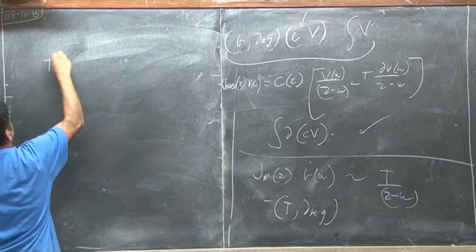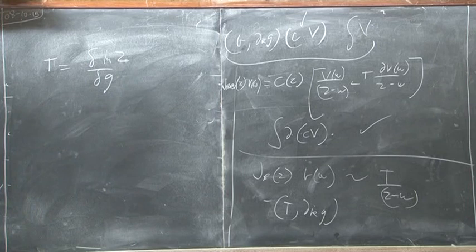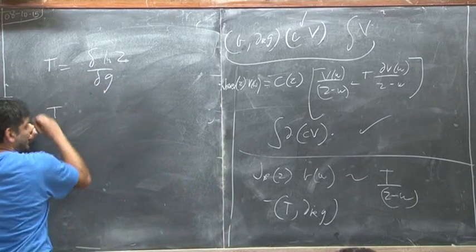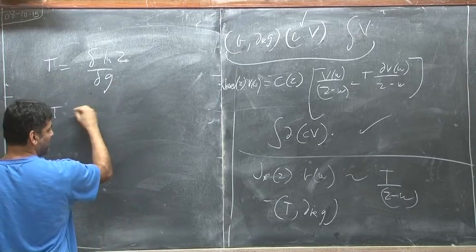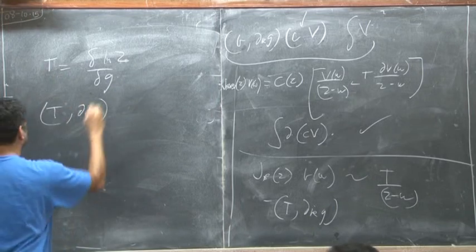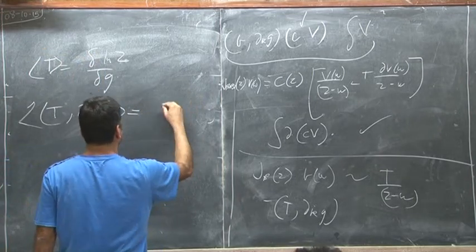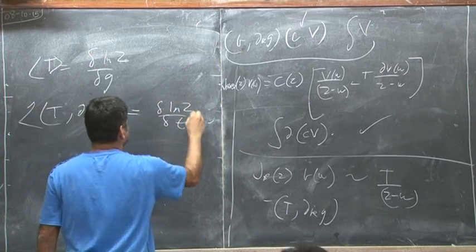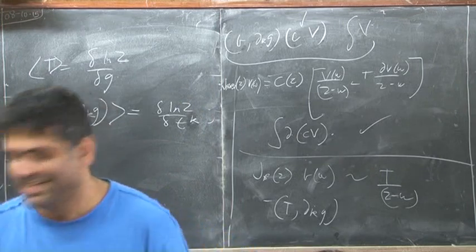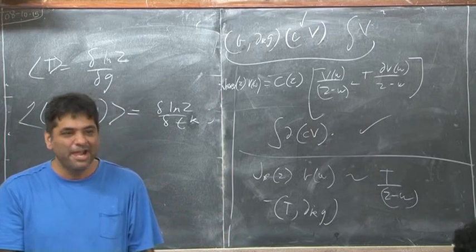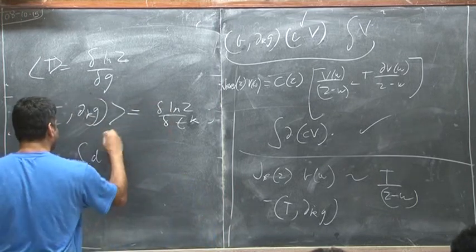Okay, so t was equal to del log z by del g. But t times del g del kg. This is clear? It's the change in the path integral, because when you change the modulus a little bit. But remember that our formula had a d kt.